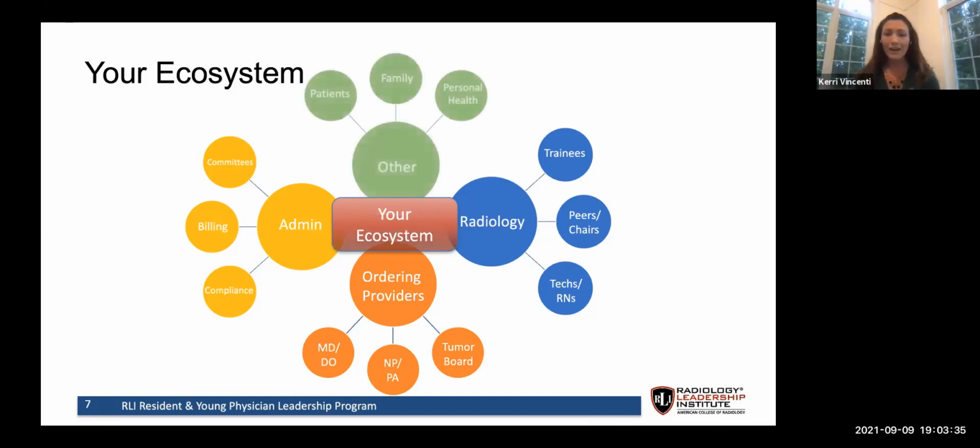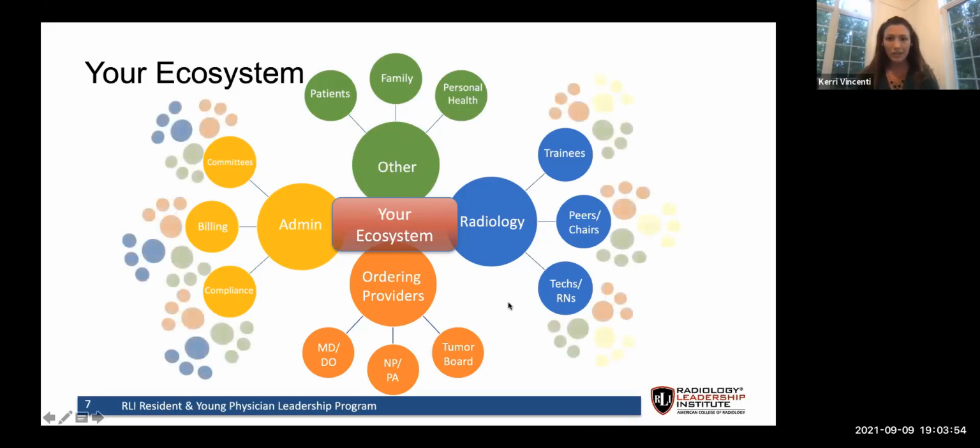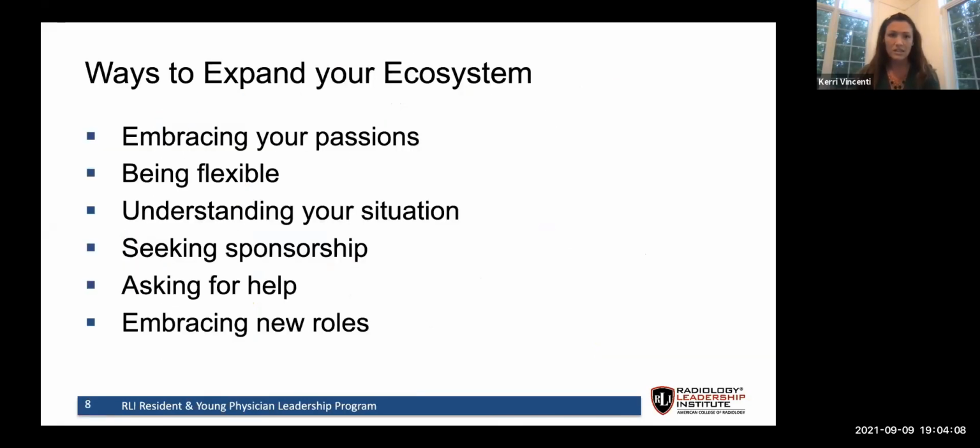And then on top of that, you have your patients, the people that stand behind those scans that you're reading, your family, the pressures of potential family members or friends that pull on your demands. And then of course, your personal health. This is what people think about when they think of their core, but there are so many other components to your ecosystem and so many different factors that affect you and that you affect. So I just want you to keep that in mind as you go through this today, and try to think about the varying ways that you can affect your own ecosystem and be effective on others.